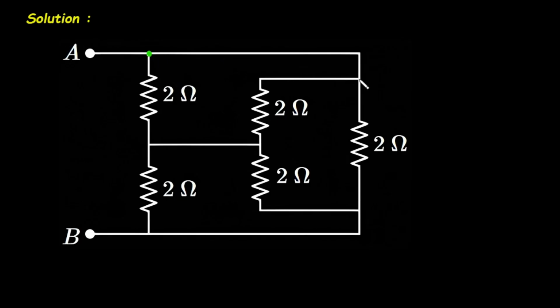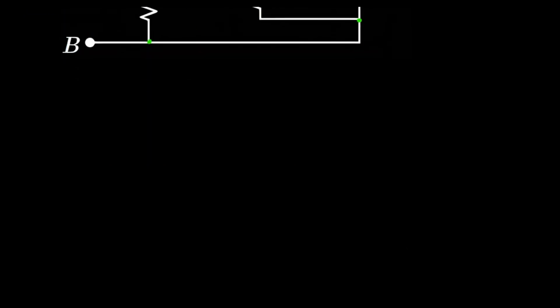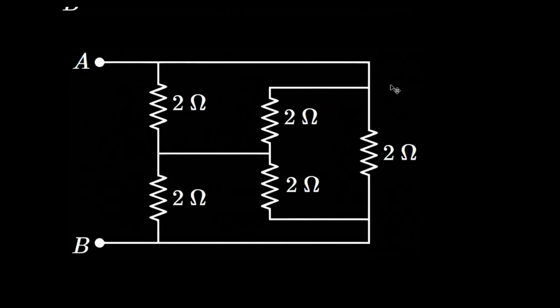Here this node and this node is same, and this node and this node is same, and this node and this node, they are same. So here we can see this 2 ohm is in parallel with this 2 ohm, and this 2 ohm is in parallel with this 2 ohm. So what we can do, we can simplify this like this. We can erase these two resistances.